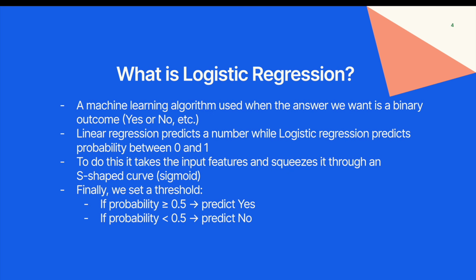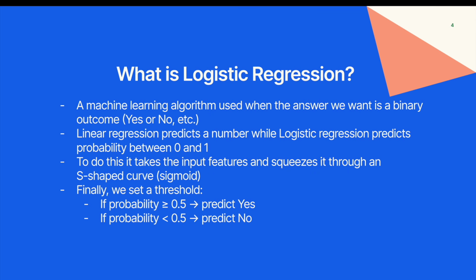Logistic regression is a machine learning algorithm that we use when the outcome we want is a binary result, like yes or no, malignant or benign. It's similar to linear regression, but linear regression predicts a continuous number, while logistic regression predicts a probability between 0 and 1. It does this by taking the input features and passing them through an S-shaped curve called the sigmoid function, which squeezes the values into that 0 to 1 range.